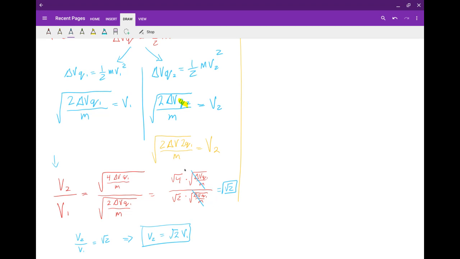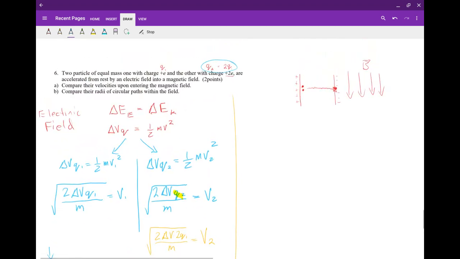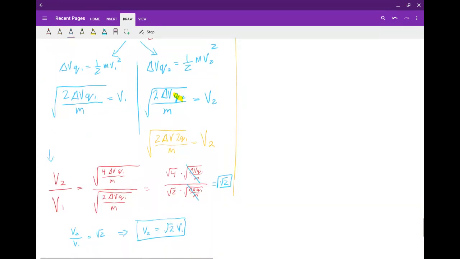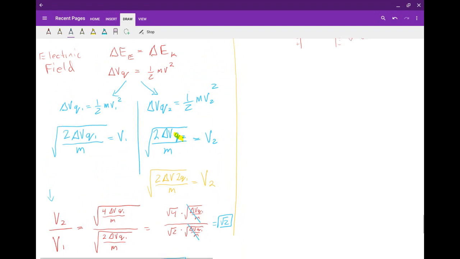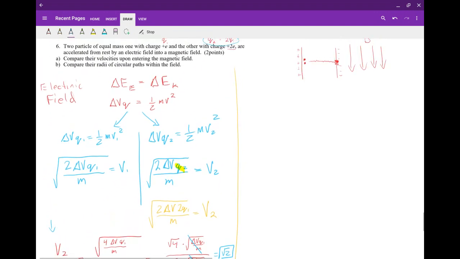Remember what I said at the beginning, that the velocity of the more charged particle is going to be greater. And by how much? Well, we don't know the actual velocity, but we do know by what factor it will be greater, okay? And so we have all of that information here. The reason we can't figure out the exact velocities is because we have no idea what the potential difference is. We have no clue what the mass is. So that's all we can find out.